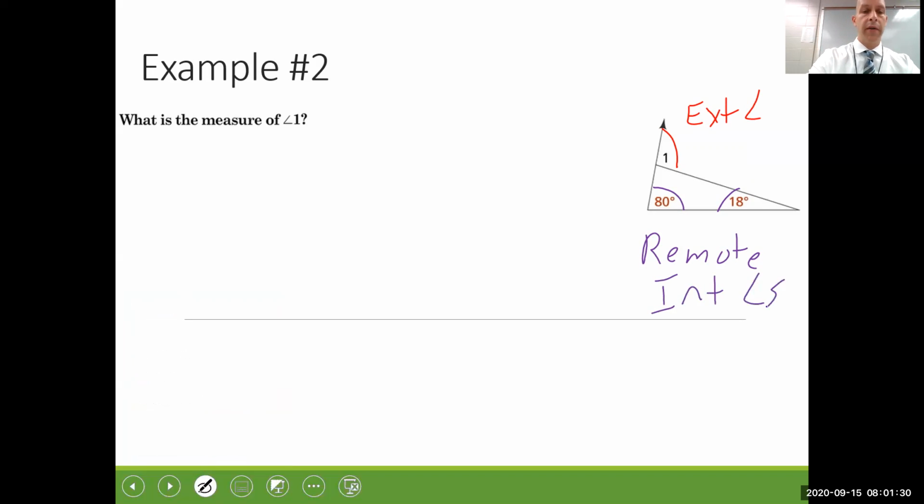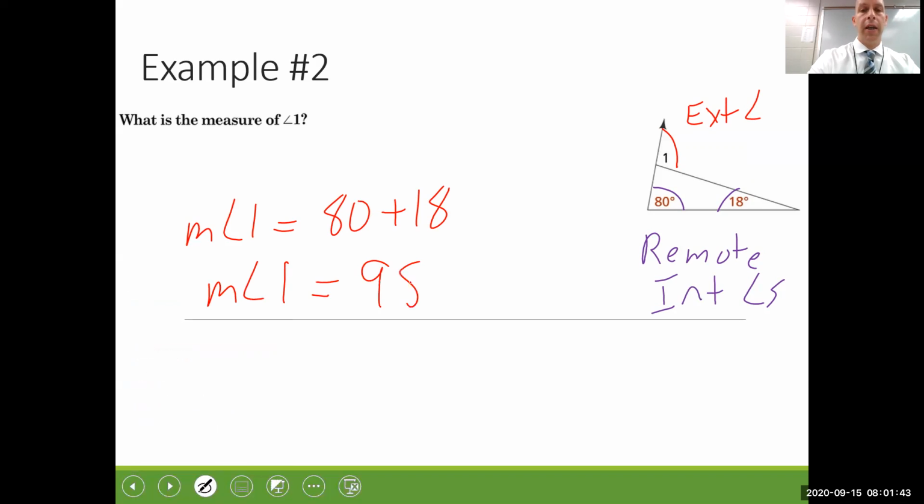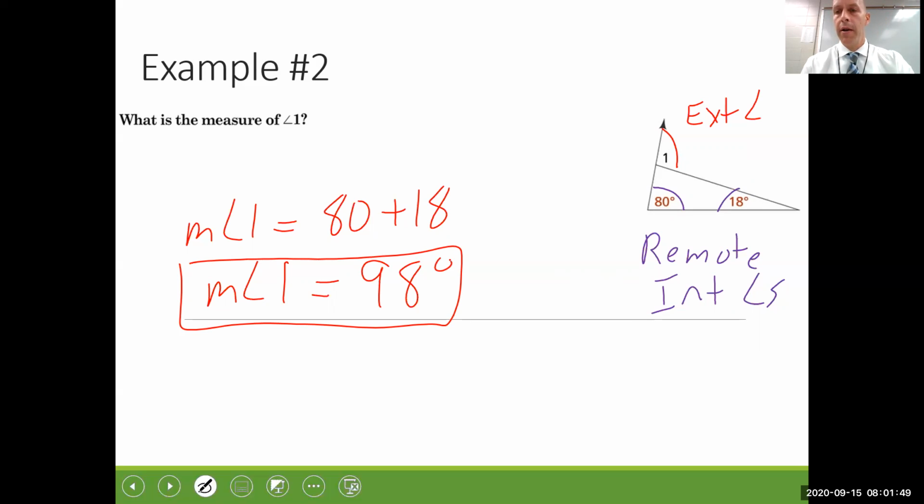And so we can find our answer here by basically saying that the measure of angle 1 is equal to 80 plus 18. So the measure of angle 1 turns out to be 98, or you can do it 98 degrees. Okay, which I think is the average temperature of the human body.